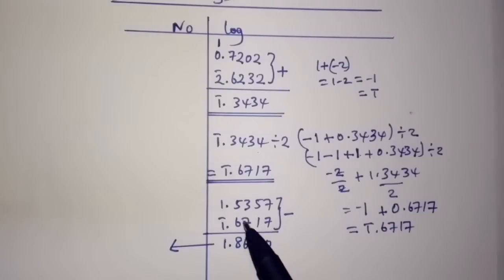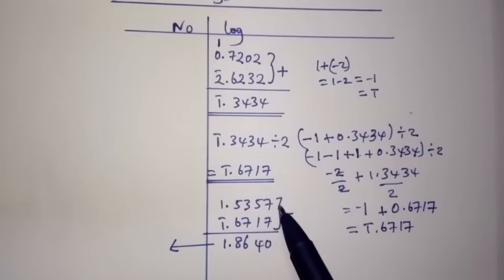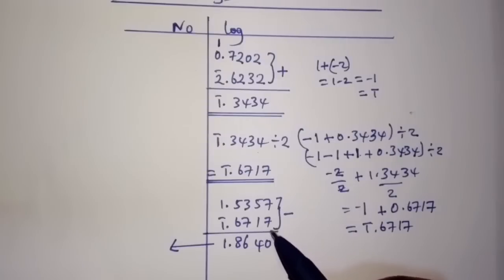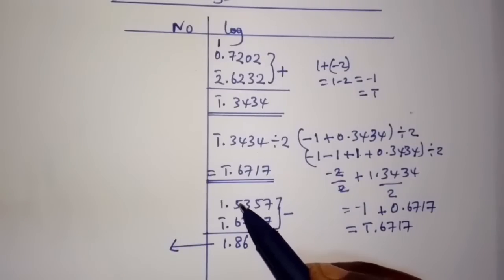Now let us subtract 1.5357 minus bar 1.6717. How do we subtract it? 7 minus 7 is 0. 5 minus 1 is 4. 13 minus 7 is 6. We remain with 4 here.